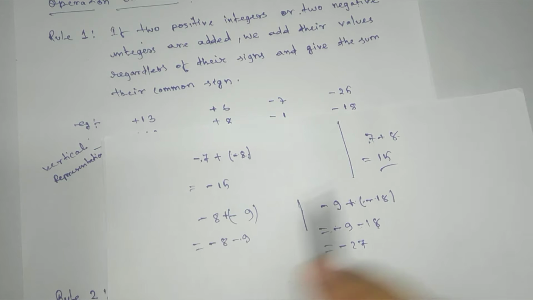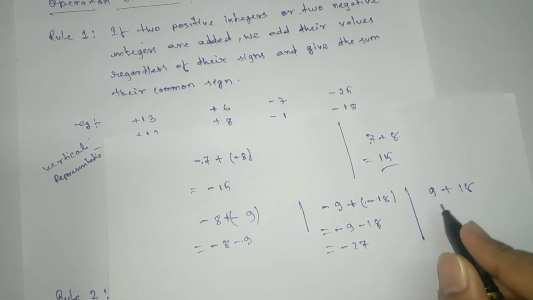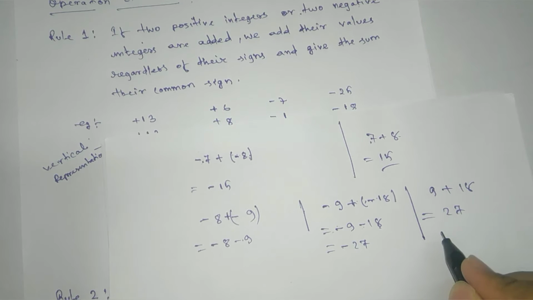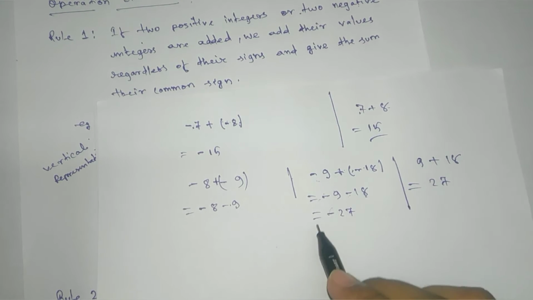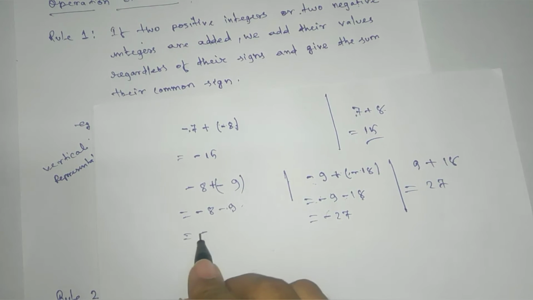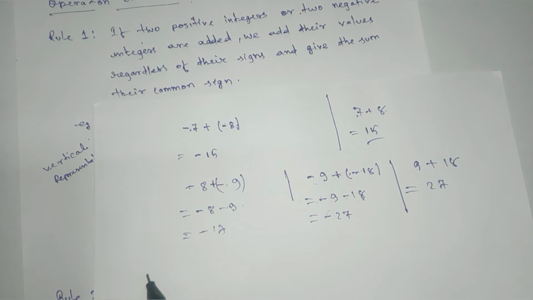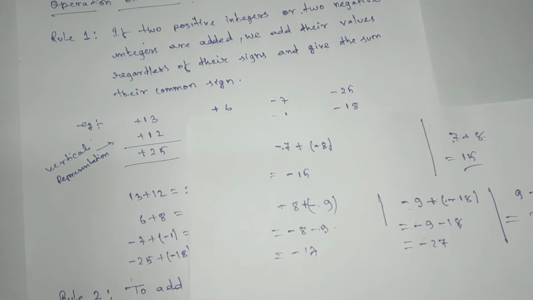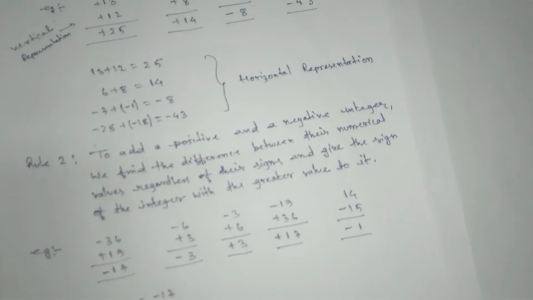And if both are positive, as we have already seen, like 19 plus 18, then our answer will be plus 27. But if both are negative, we have minus 27. Similarly, if you solve this one, you will get minus 17. As you can see, both are negative and we are adding, so it will be minus 17. Okay, now in the next we are going to proceed to the next topic, sorry, the next rule.